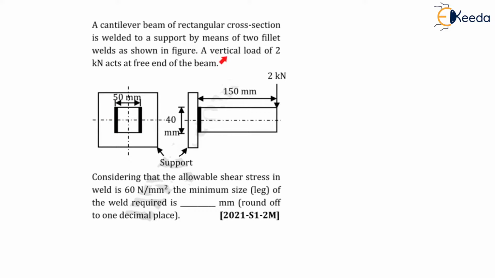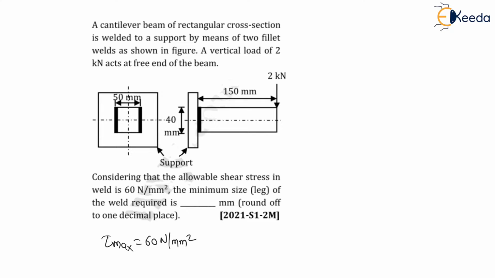The vertical load of 2 kN acts at the free end of the beam. This 2 kN is acting at the free end of the beam. Now consider that allowable shear stress in the weld is 60 Newton per mm square. Now in this weld, the allowable shear stress means the maximum possible shear stress can be 60 Newton per mm square. This is called allowable shear stress or maximum stress carrying capacity in shear.